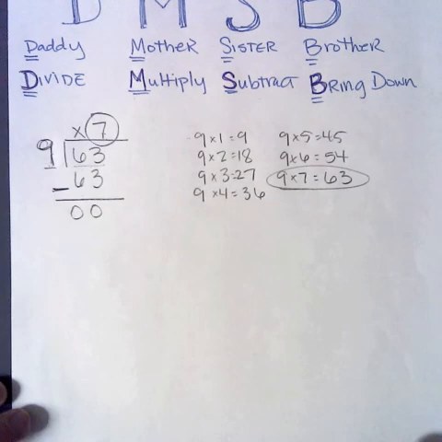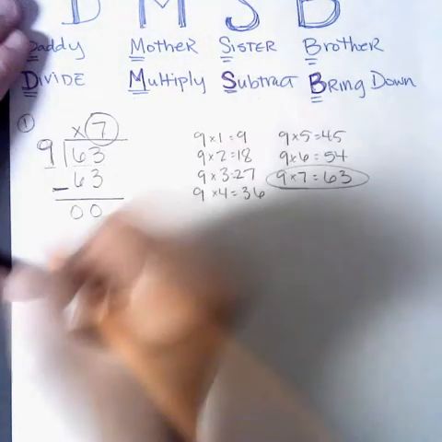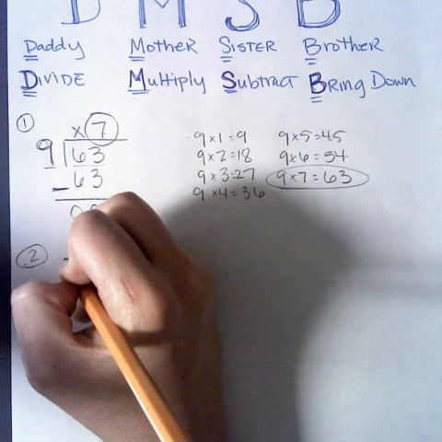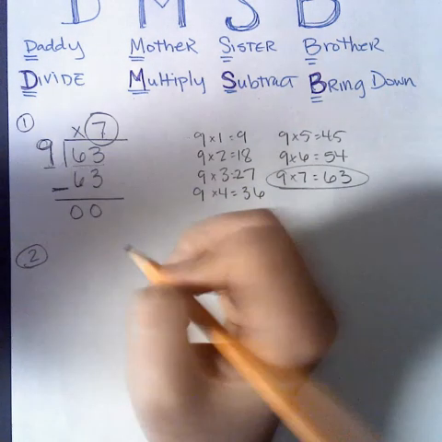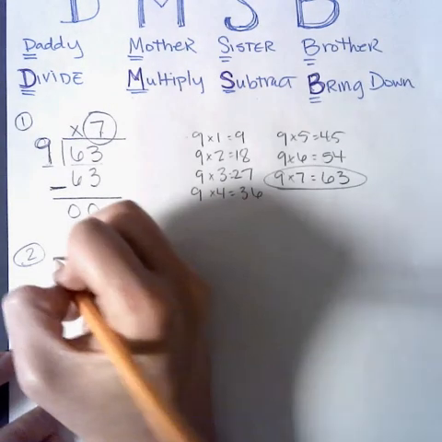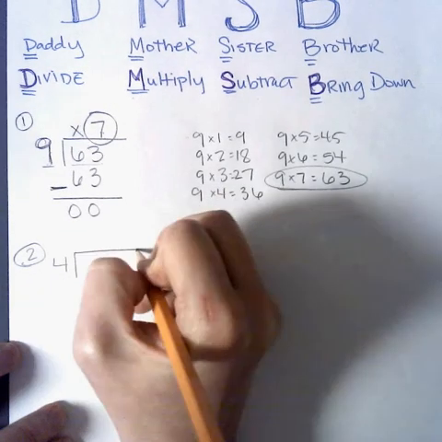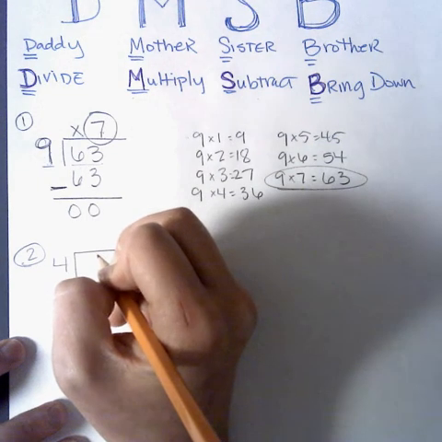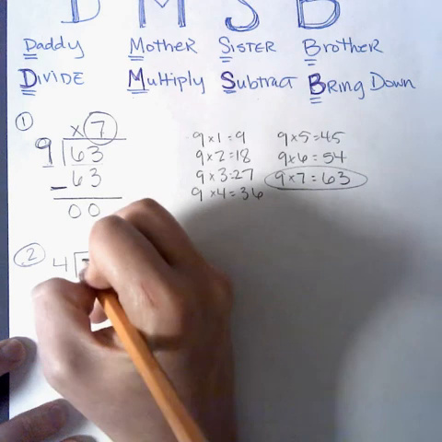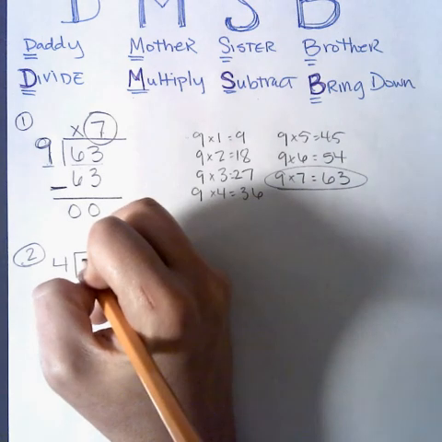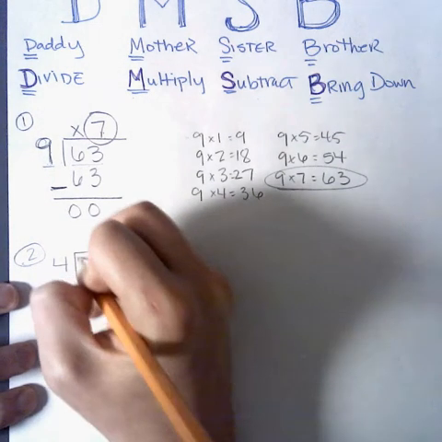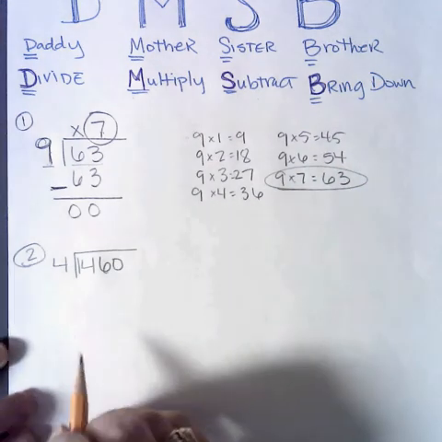All right, moving on. So that was number 1, and here's number 2. Okay, so right now we are working with 1-digit divisors. So 4 into, let's see, let's do 4 into, I want to do something kind of simple. 1460.